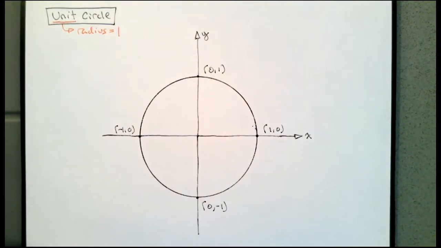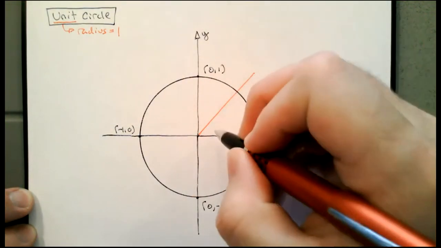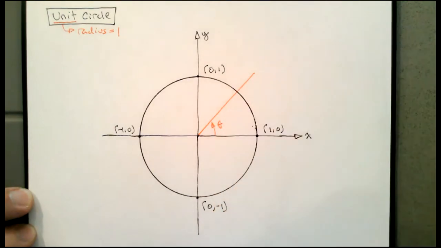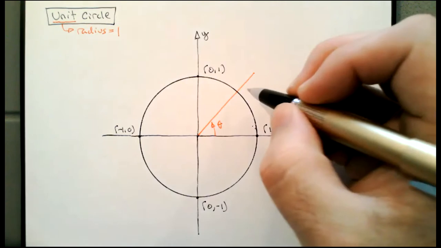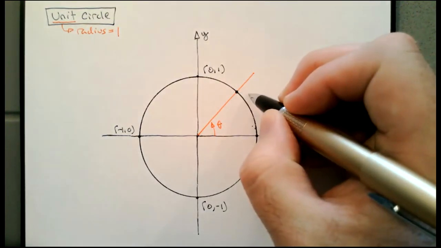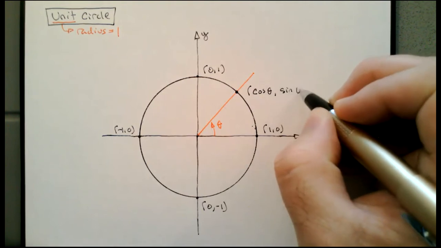For convenience, we're putting the center at the origin. And so once we've got the unit circle, our sine and cosine of an angle can just be the y and x coordinates going around the unit circle. So if I have an angle theta, the terminal side of theta will intersect the unit circle. The x coordinate will be the cosine of theta, and the y coordinate will be the sine of theta.